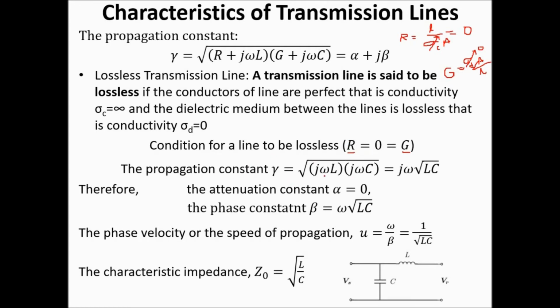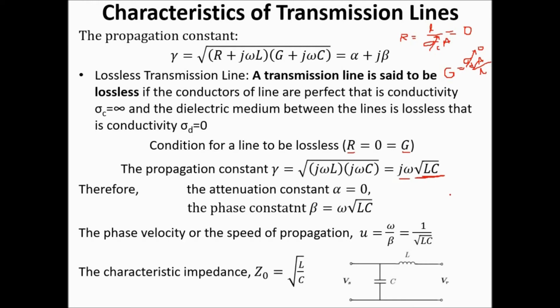So we are getting this, and if you put R and G in this equation equal to 0, R equal to 0, G equal to 0, you will get j omega L, j omega C, and that's basically equal to j omega square root of LC.